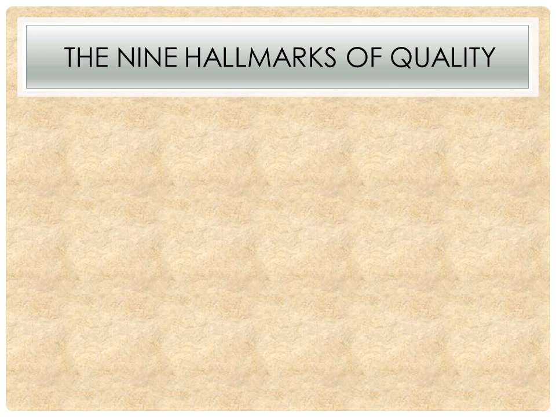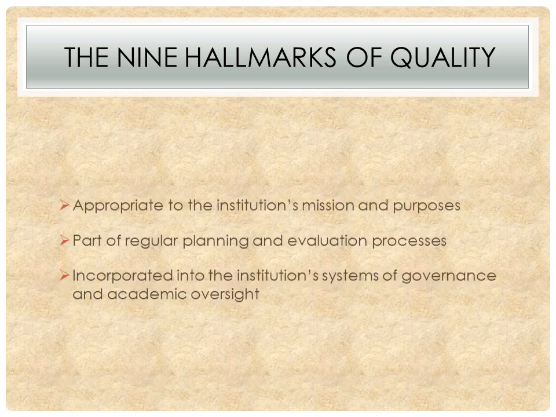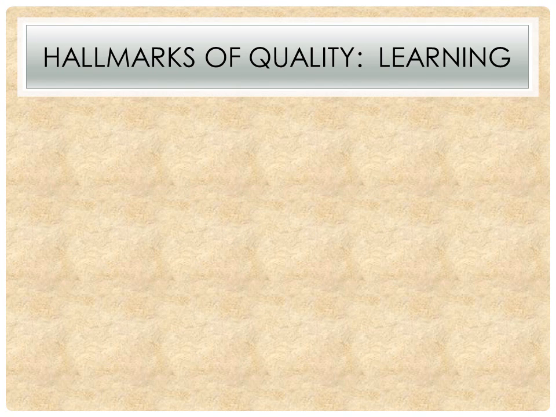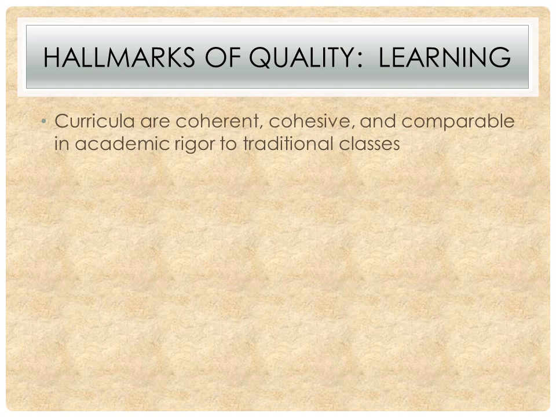When we went back to provide evidence, we used the 9 hallmarks of quality provided by the guidelines for evaluating distance learning. So we examined whether or not our programs were appropriate to our mission, whether or not they were part of our regular planning and evaluation process, whether or not they were incorporated into our system of governance and our academic oversight. With regard to learning, we had to examine whether or not our curricula were coherent, cohesive, and comparable in academic rigor to traditional classes.